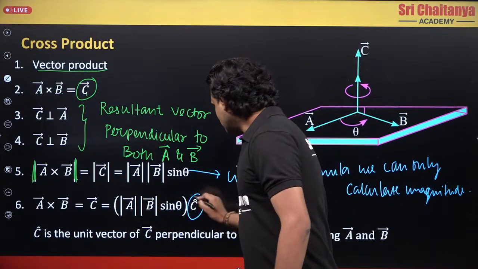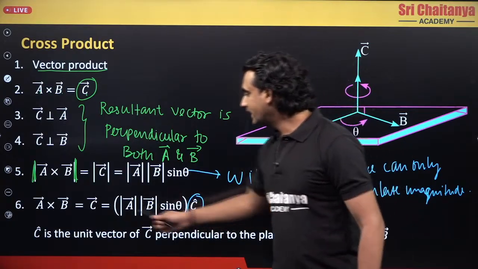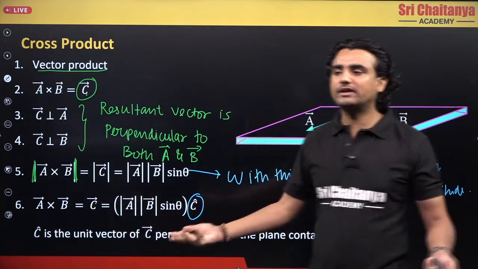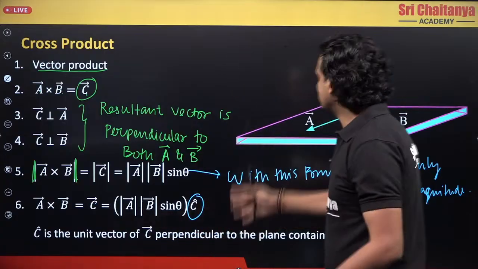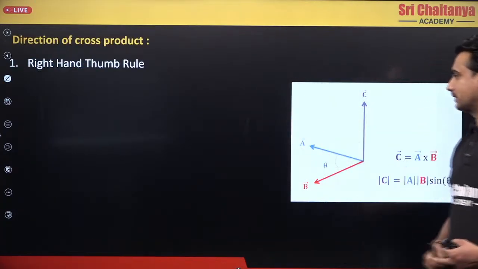Now, so finally what is this? This is C cap. What is C cap? Basically this is telling me that the direction of this is in the direction of the vector C, but I don't know vector C, no? Correct? So this is just a normal formula. So let's understand how to calculate the direction of cross product.